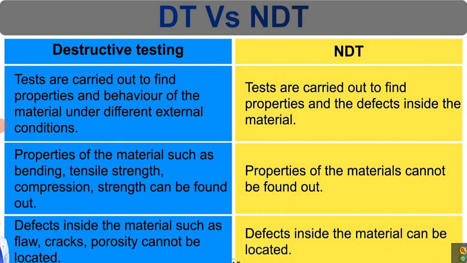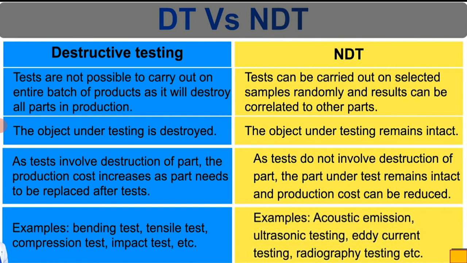I hope you have understood this comparison between destructive testing and non-destructive testing. Next, in destructive testing, it is not possible to test the entire batch of a product as it will destroy all parts in production. In non-destructive technique testing, samples are selected randomly and the result can be correlated to other parts. In destructive testing, the object under testing is destroyed. In non-destructive technique, the object under testing remains intact.